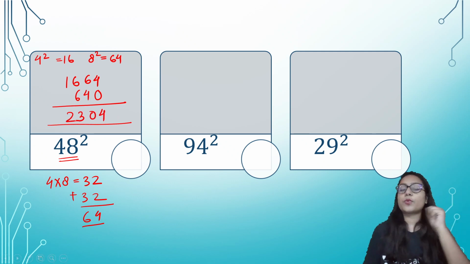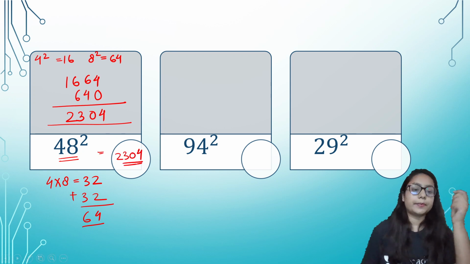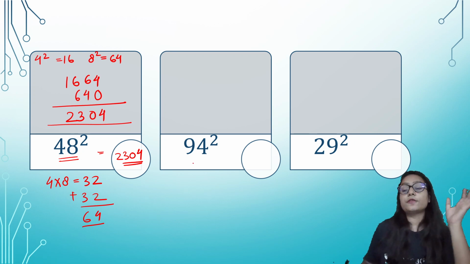So what is the square of 48? This is equal to 2304. Alright? Okay. Let us take a different number. 94 square.